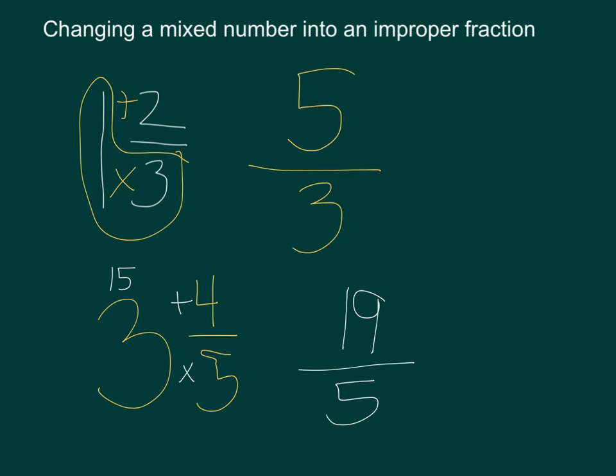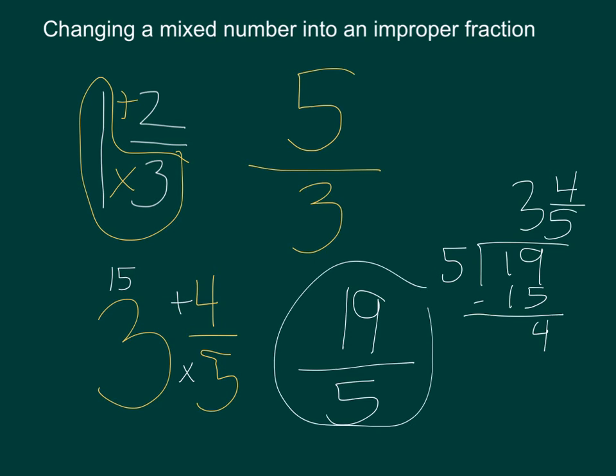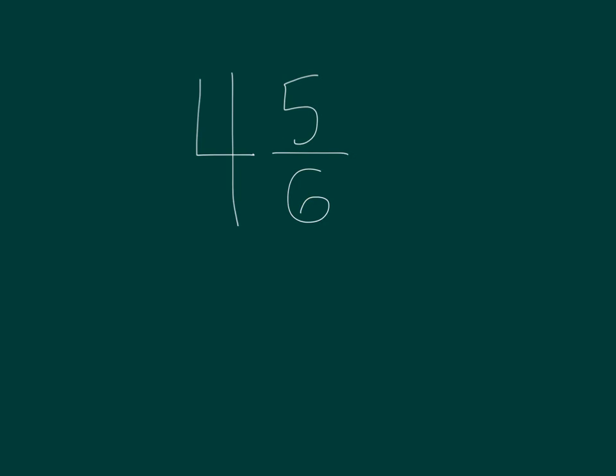19/5. And then if you check it, you can just check it by doing the division again, just like I showed you how to do, and you're going to get the exact same number you started with. And there it is, 3 and 4/5. So I know I was correct when I turned it into 19/5. How about you try one on your own? Pause the video, try it on your own, and then listen to my description.